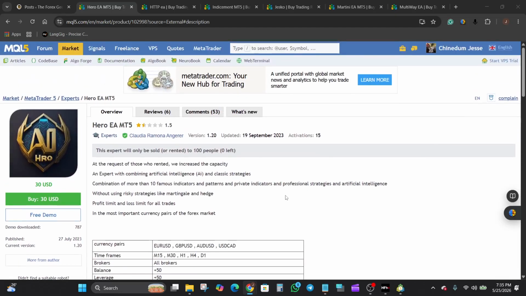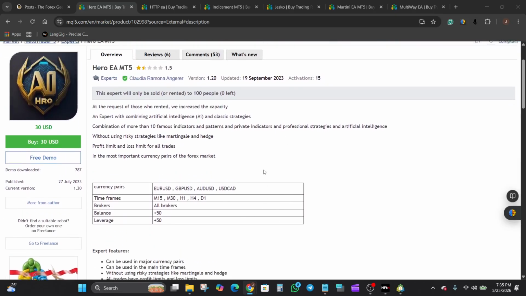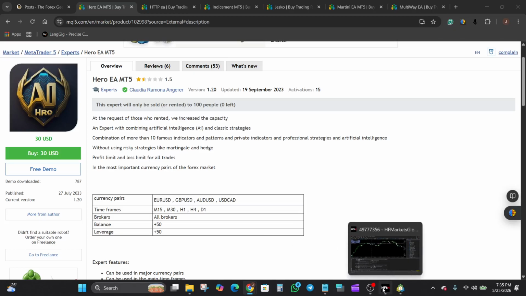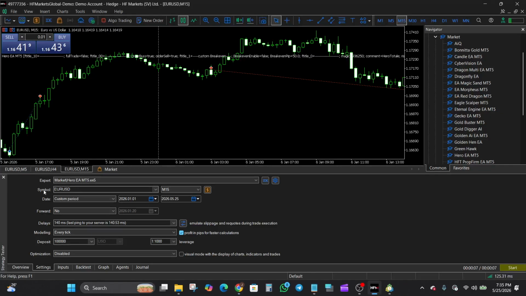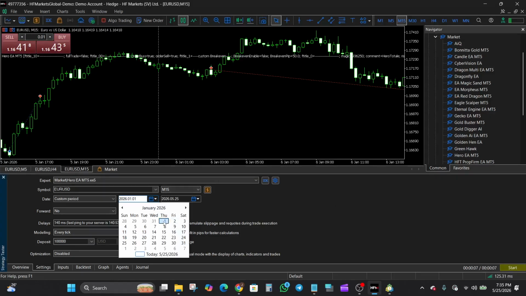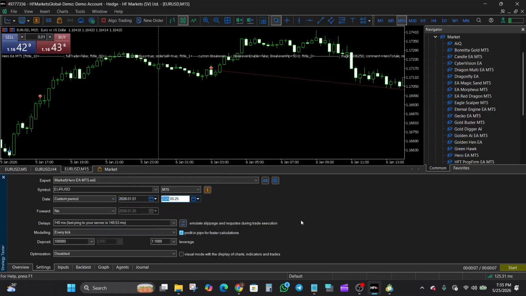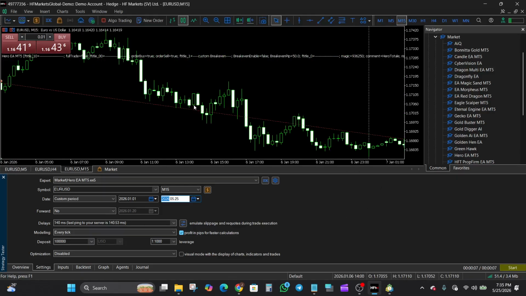Now we're just going to head over to the strategy tester. We want to run a test on Hero EA. We're just going to be using the EURUSD symbol, M15 time frame. We're running the test from the beginning of this year, 1st January 2026 till date, so that we can get a reasonable amount of data for the backtesting. As for the delays, we're using the last ping to the server, and then we are using the every tick modeling. All right, the test has been completed.